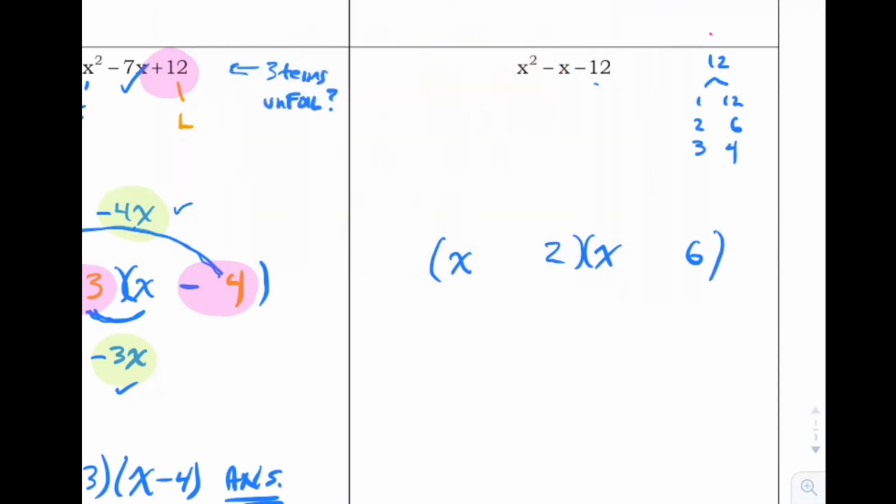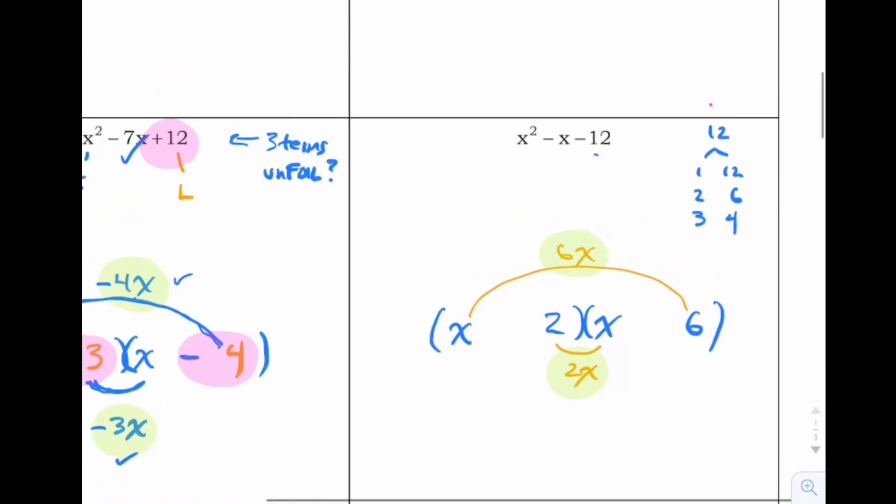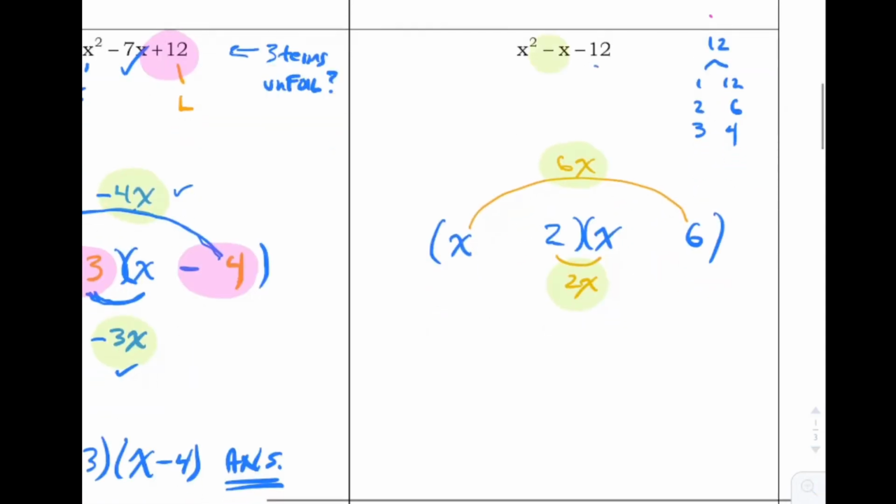Well, if I do, my outer product is a 6x, and my inner product is a 2x, and I try to combine a 6 and a 2, whether by adding or subtracting, because one can be plus, one can be minus, it's still not going to get a negative 1x. That's no good. So, okay, that didn't work either. I guess I'm not going to play with the 2 and the 6. Come on, you, back up. So if anything's going to work, it must be the 3 and the 4, I guess.